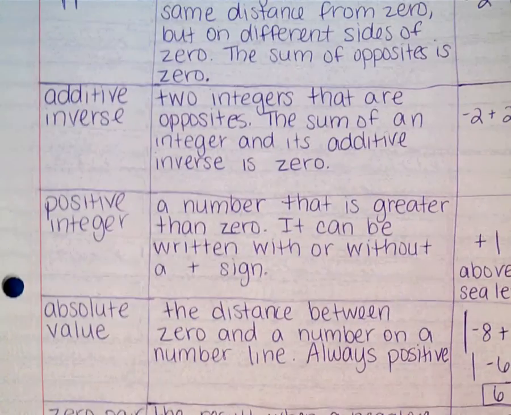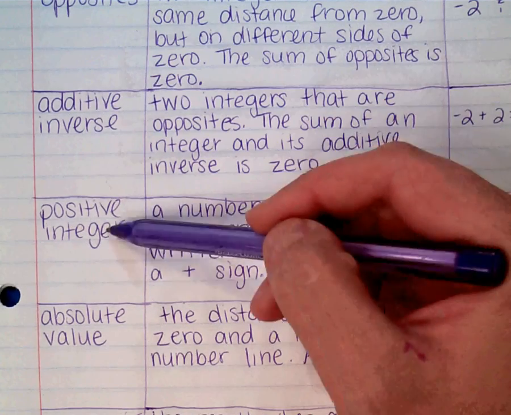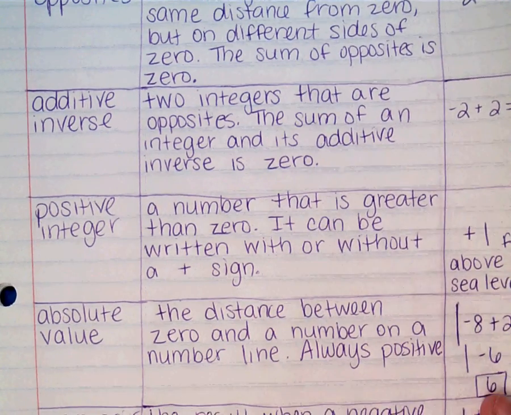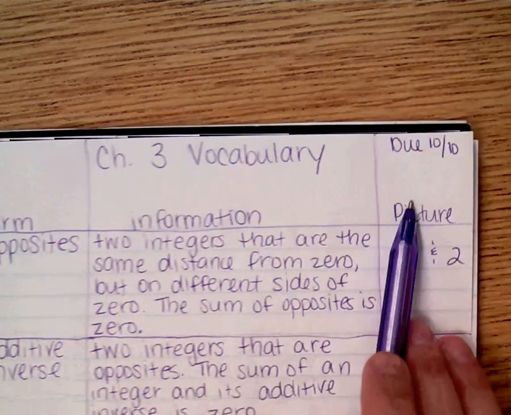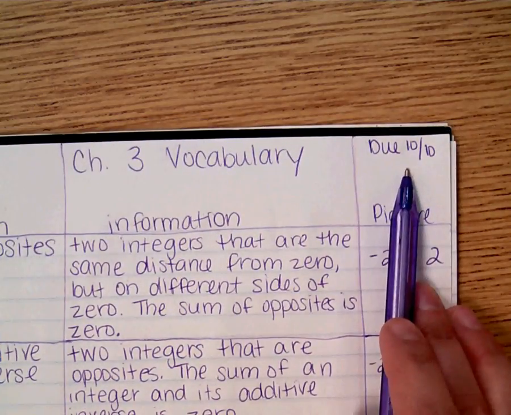Okay, so make sure that you have all your terms. There are 1, 2, 3, 4, 5, 6 terms total. Make sure it has a title, Chapter 3 vocabulary. And once again, this is going to be due on Friday, October 10th.